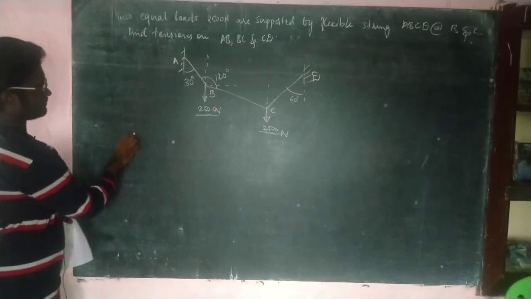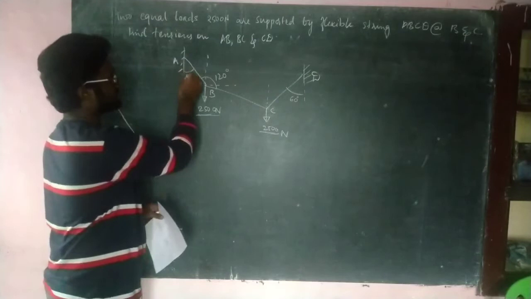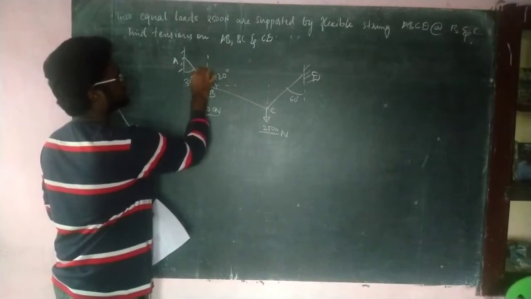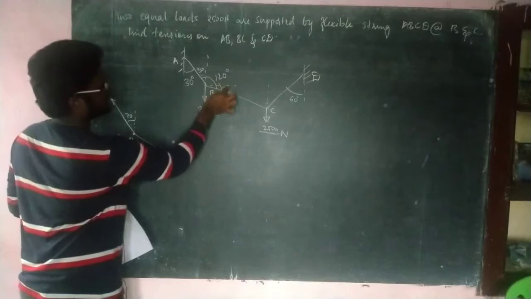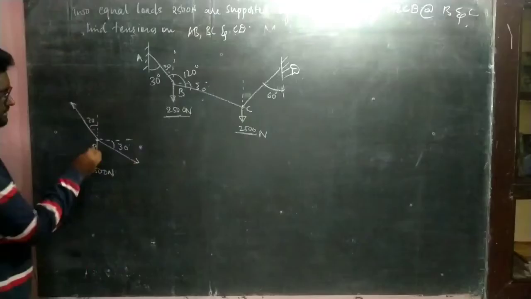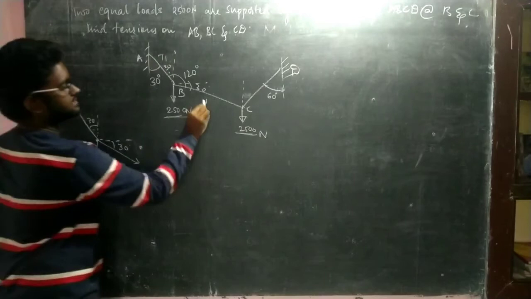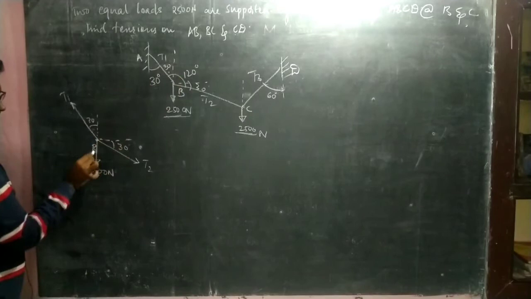So consider this point B. This A is attached here, and say it's a practical thing. Alternate interior angles you have already studied in your 8th and 9th grades. Imagine that. So this is 30 degree means this is also 30 degree. So by default it is 30 degree. If this is 30 degree, this is also 30 degree, this is also 30 degree, and this is 2500 newton. So this is T1, this is T2 and this is T3. This is T1 and this is T2, and we have represented the 30 degree, and this is 2500 acting in the downward direction.